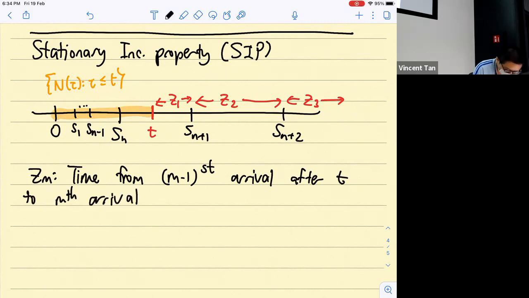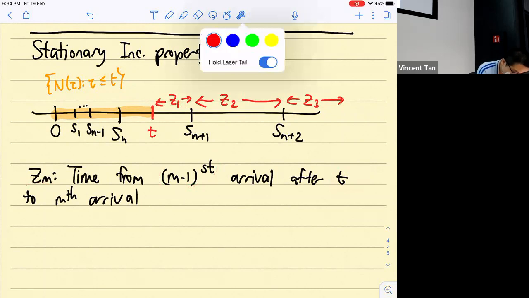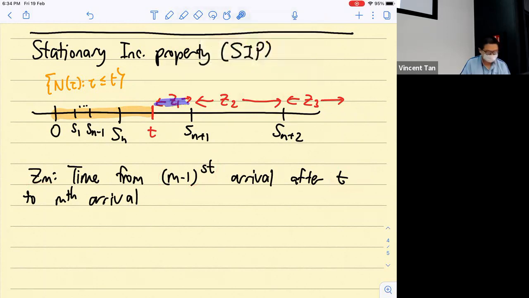Okay, so let us plug in m equals 1. Then we are looking at the Z from the 0th arrival to the first arrival. So Z1 is exactly this guy here. Maybe I should use this pointer, this one. Z1 is exactly this guy here, if you plug in m equals 1.